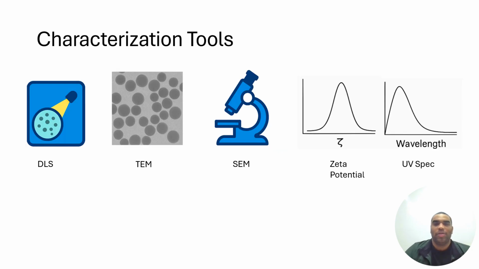To evaluate the performance and structural integrity of the nanofiltration membranes, several advanced characterization tools were employed. Each method played a critical role in confirming nanoparticle properties, membrane morphology, and separation behavior. The first technique used was dynamic light scattering, DLS, which measures the particle size distribution and hydrodynamic diameter of the nanoparticles in solution. This step is critical to ensure that the polymer nanospheres fall within the optimal range for uniform packing during membrane fabrication.